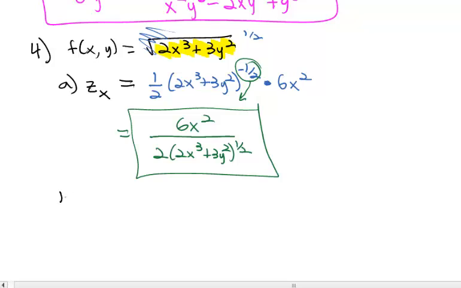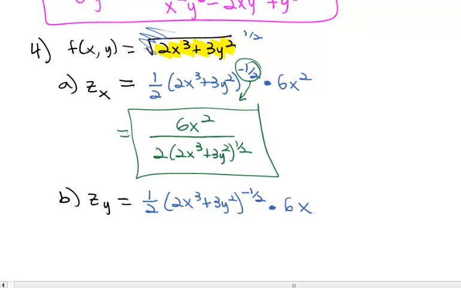So let's find the partial derivative with respect to y then. Same idea, we've still got guts inside a square root or a 1/2 power, so we bring the 1/2 out front times 2x cubed plus 3y squared, all to the negative 1/2 power, and then we multiply by the derivative of the guts. Well, the guts, we're taking the derivative with respect to y. The 2x cubed has no y's. So that term goes to 0. The 3y squared, though, we know to bring the exponent out front, and we have 6y.